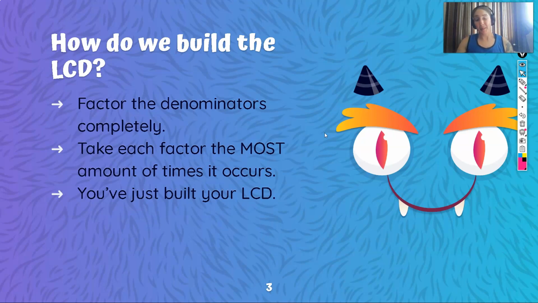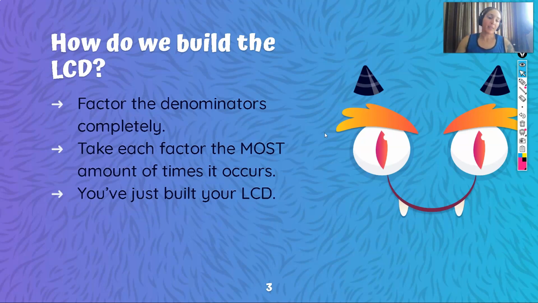All right, so how do we build the thing? Well, here are the steps. The words may sound a little bit confusing, but just hang on with me. First, factor the denominators completely. Notice I don't say anything about the numerators. I don't even actually care what the numerators are. LCD is all about denominators. The numerator can be whatever it wants to be. It just goes off and gets a free pass for all this.